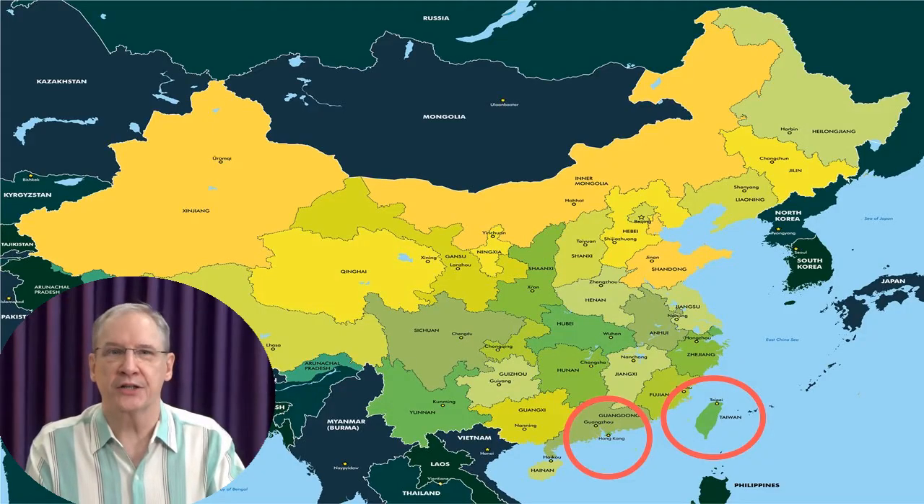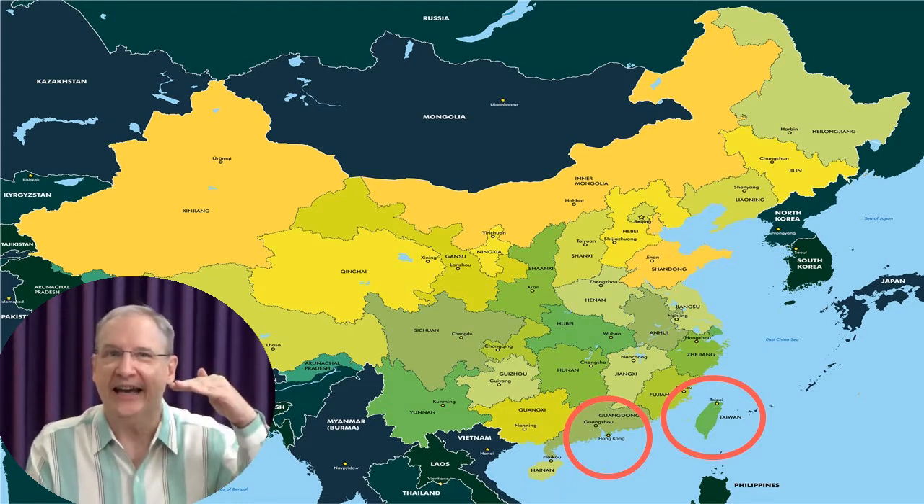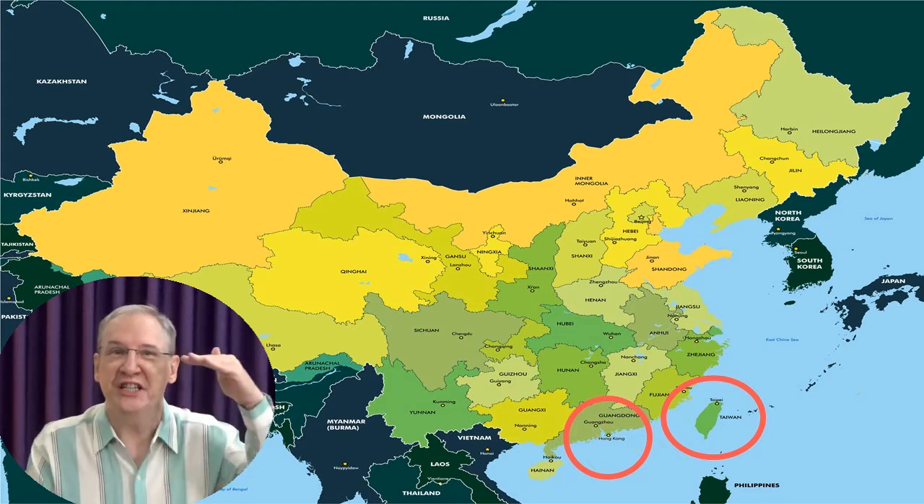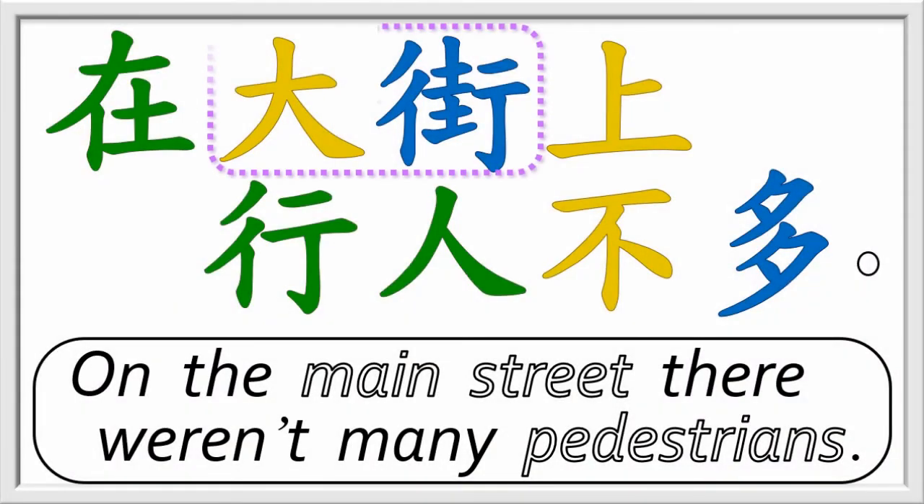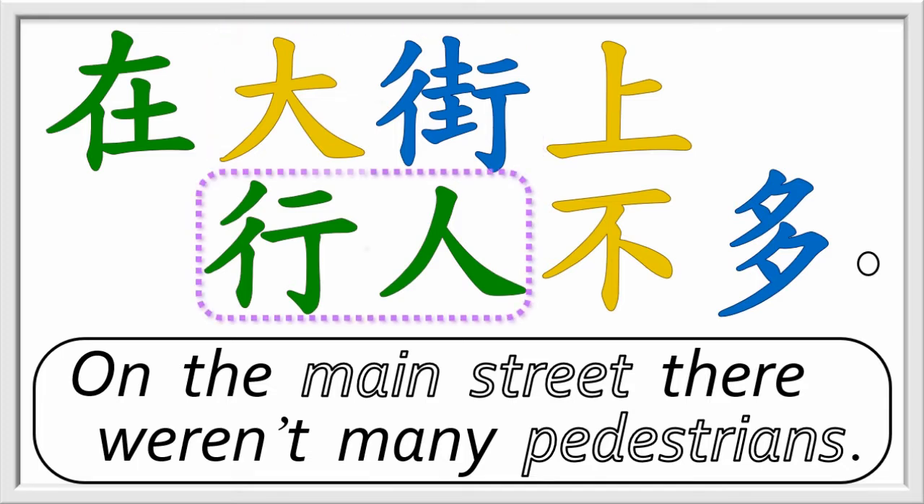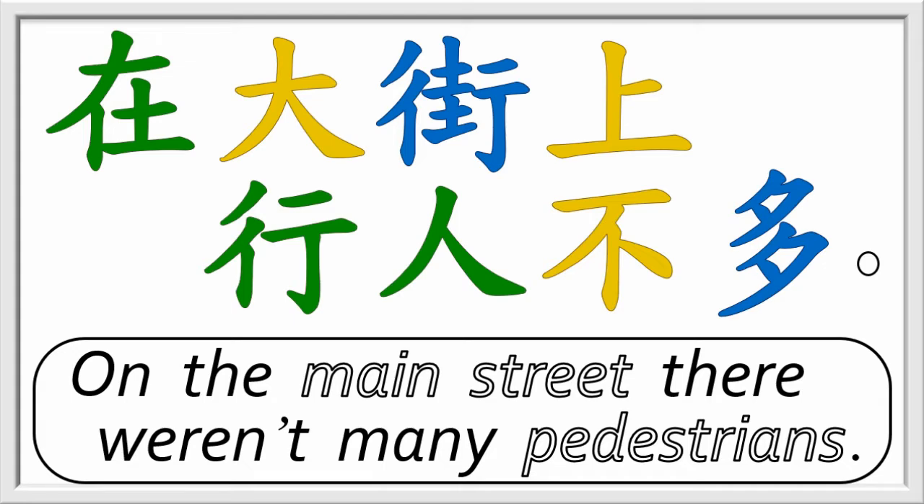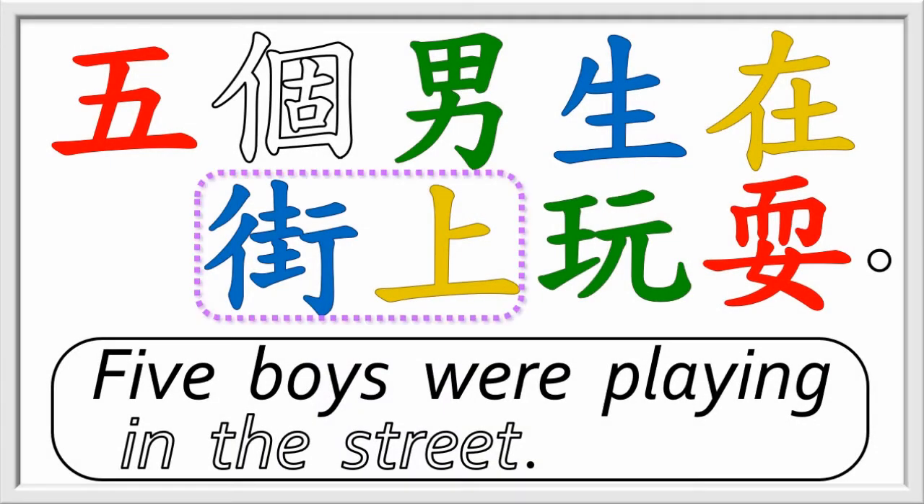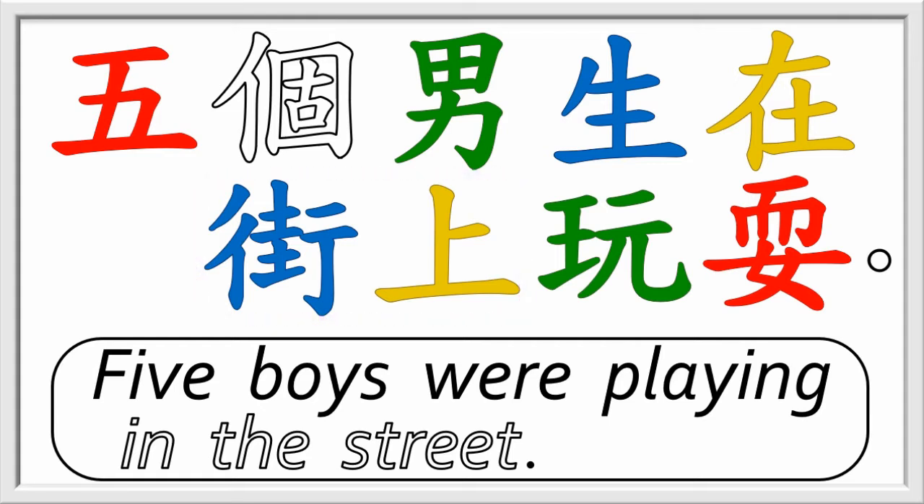In the southern Chinese dialects, the hard G of gui is retained in the character for street, gai in Cantonese and gei in Taiwanese, but jie in Mandarin. Our first sentence includes the phrase for Main Street and another use of xíng, this time referring to a person on foot or a pedestrian. 在大街上，行人不多. There weren't many pedestrians on the main street. 5个男生在街上玩耍. 5 boys were playing in the street.